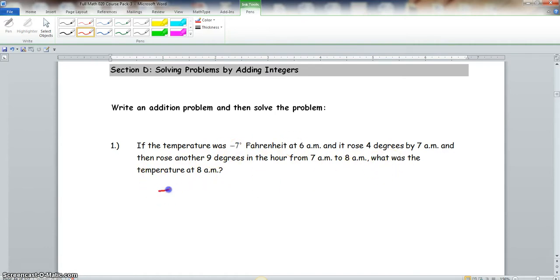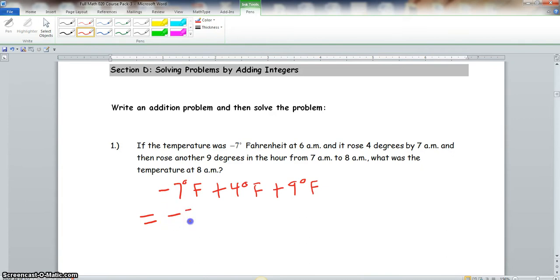So we start off with a negative 7 degrees Fahrenheit. And then it says from 6 to 7, it rose 4 degrees. So we add 4 degrees Fahrenheit. And then it says it rose another 9 degrees in the hour from 7 to 8. So we add 9 degrees Fahrenheit. Now we want to know what was the temperature at 8 a.m. So now we can add.